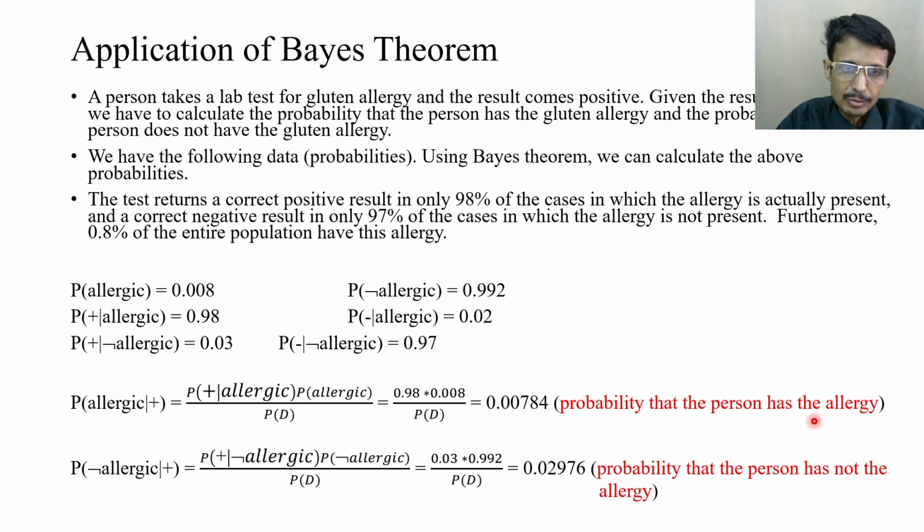So first, if we put these values, we can tell it is 0.00784, that is the probability that the person is non-allergic even though the result came positive. It's basically 0.0297. So this is the way the Bayes theorem can be used to find different probabilities when something has occurred.